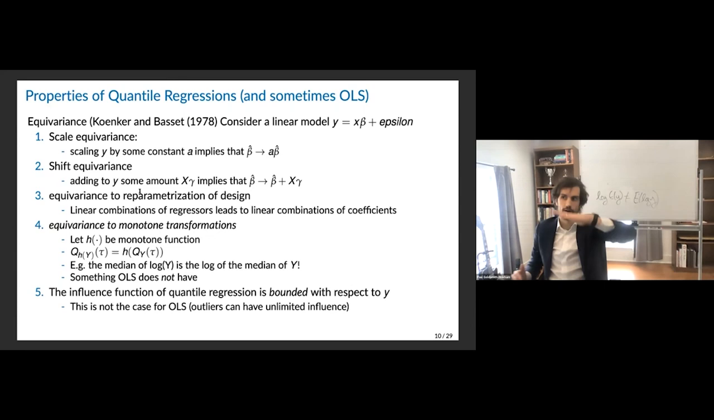And so if you take this thing with it, it will continue to go with it. In the case of the quantile regression, it doesn't do that. So if you take the median quantile and you move one of the values up, it's not going to shift it at all. It basically has bounded influence. And so that makes it very robust to outliers.